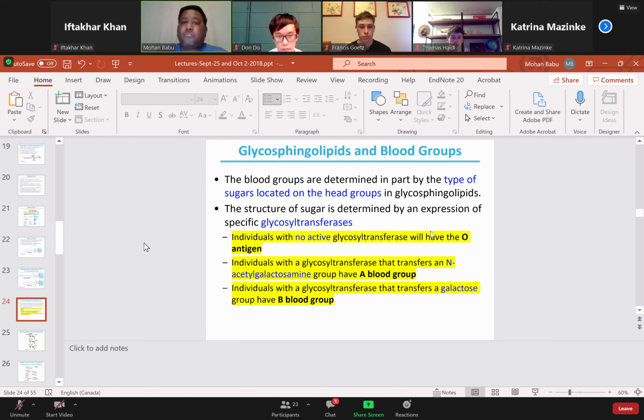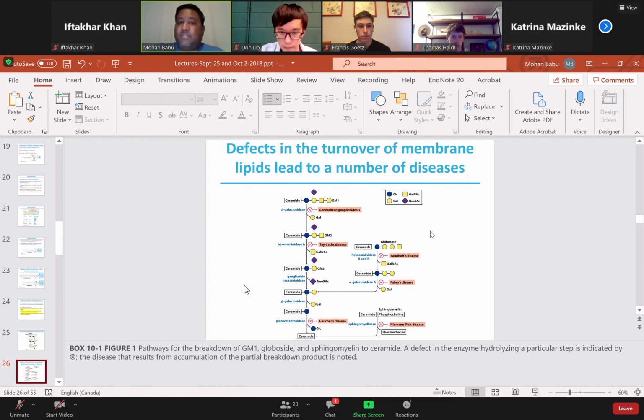Okay, so here's one example to show again how a defect in the lipid molecules can lead to a number of diseases. You have each one of these molecules with different head groups, and how they are arranged, don't worry about that. Each one of them represents one of these: glucosamine, galactosamine, N-acetylamine, all those things.